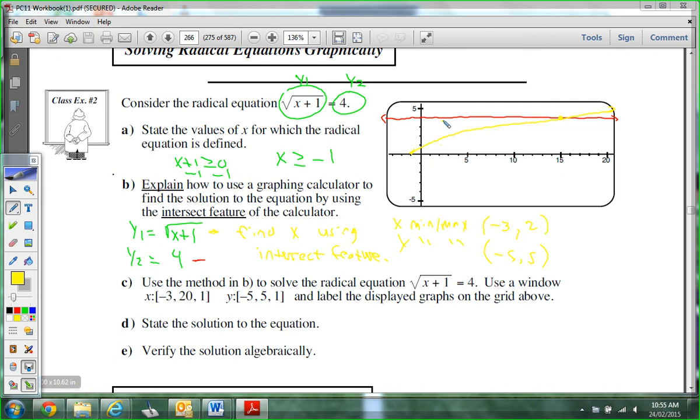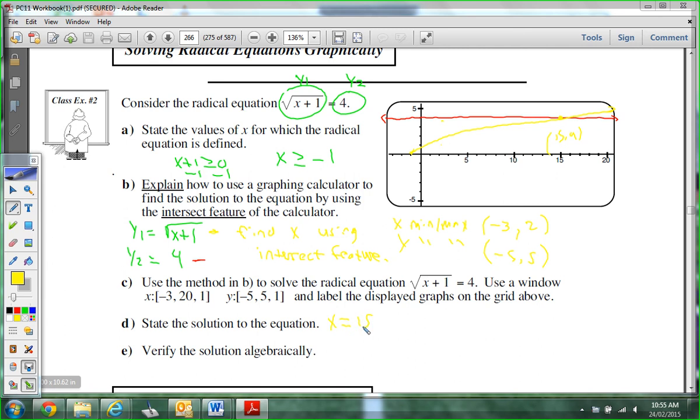And then it's going to say guess. You're just going to hit enter anywhere close to where they intersect. And it should zero in. Does anybody have it? What do we get? 15, 4 is our answer. So it intersects at x equals 15 because we were looking for the x value. Very good.